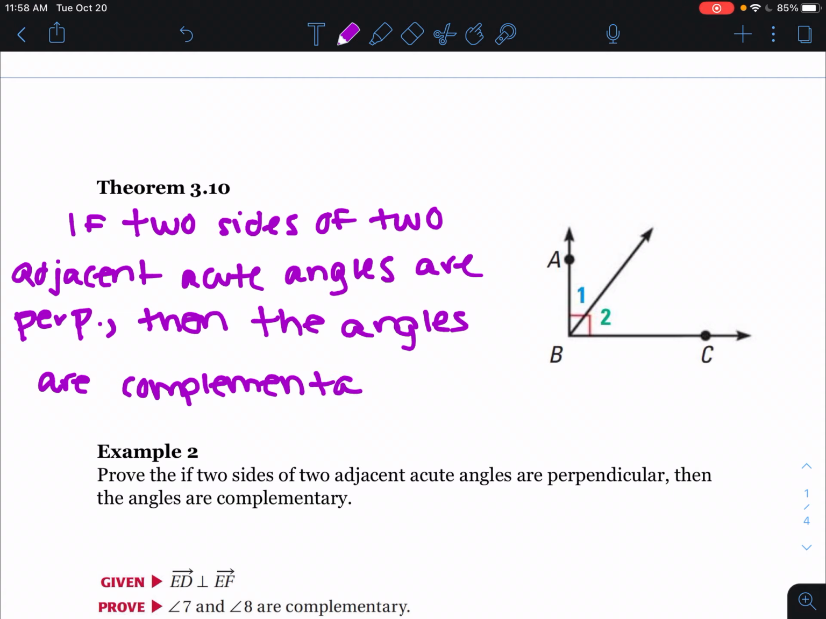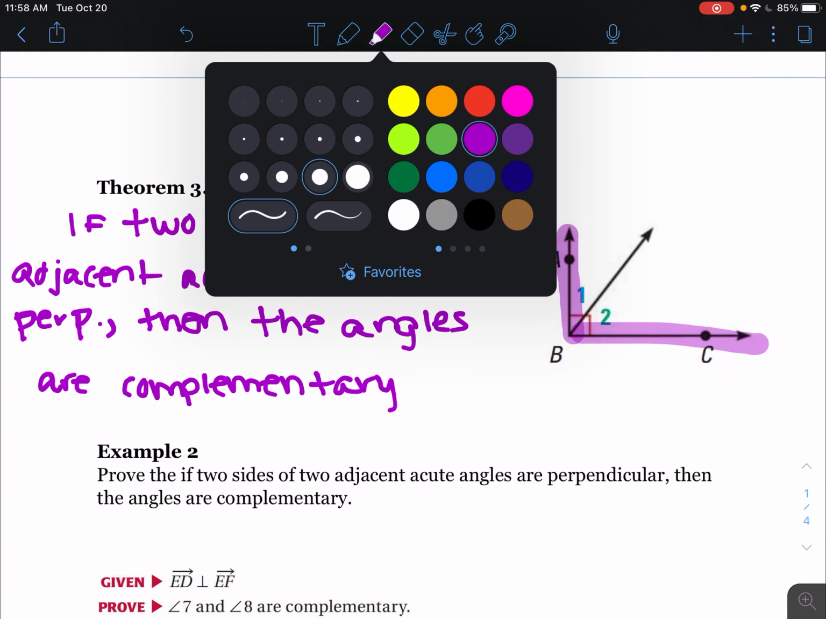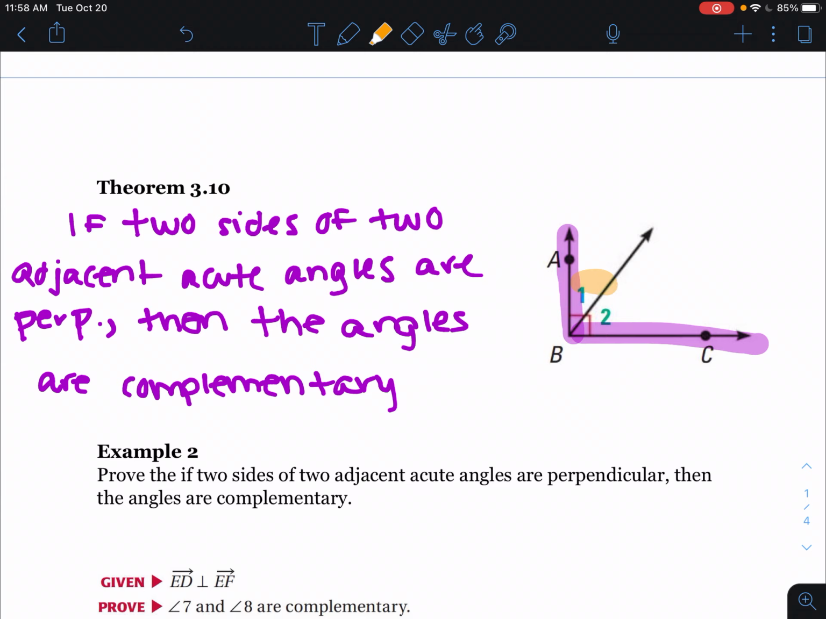Now remember, complementary means they add up to 90 degrees. Now this one sounds kind of weird, but it's probably the most obvious of these theorems. If you have these two lines, so line AB and line BC, those are two sides of two acute angles. This is angle 1's acute and angle 2 is acute. So if those two sides are perpendicular, that means that the angles themselves are complementary. They add up to 90. That makes sense. Those two together would add up to 90 degrees.